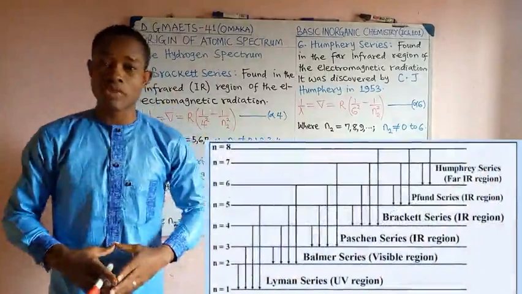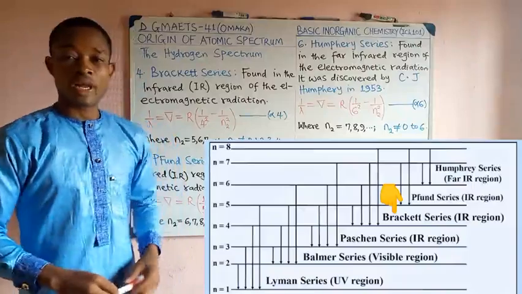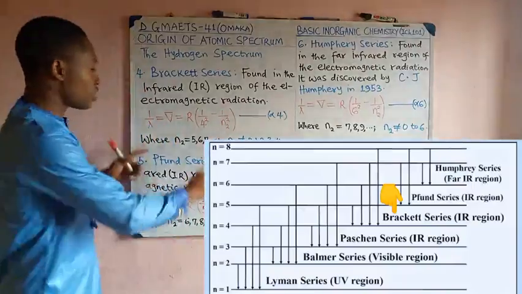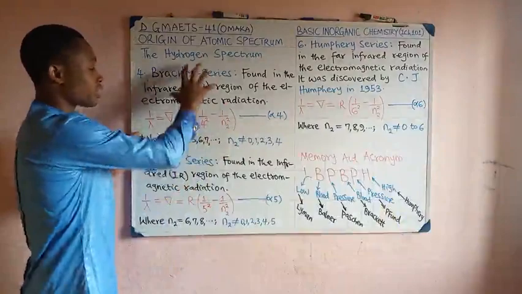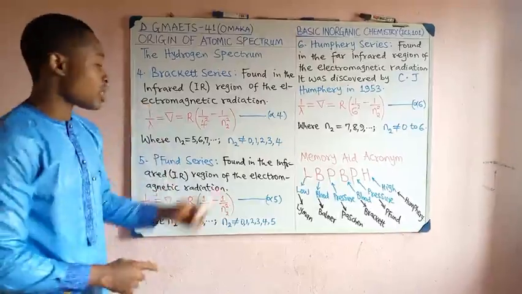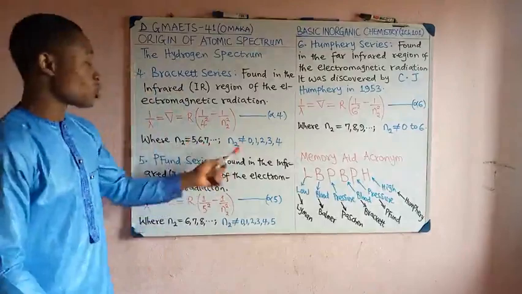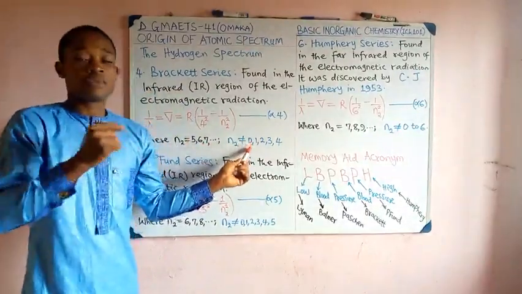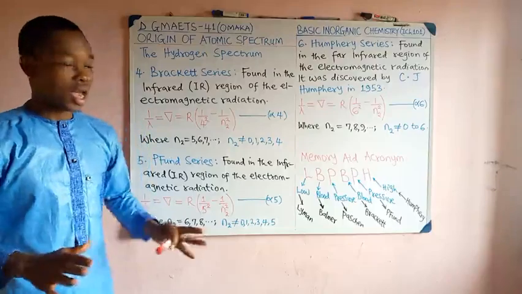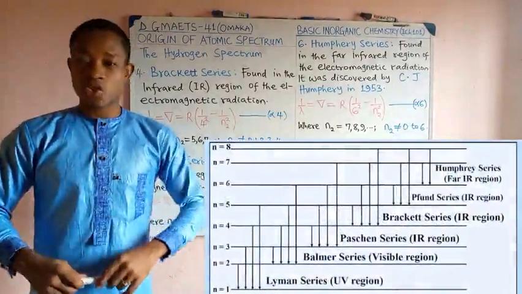The next is Brackett series. Brackett series is found in the infrared region of the electromagnetic radiation. This is the Rydberg equation for Brackett series. You notice that n1 is equal to 4, which means that n2 will take the value from 5, 6, 7 and above. n2 can never take the value from 0 to 4. It cannot.